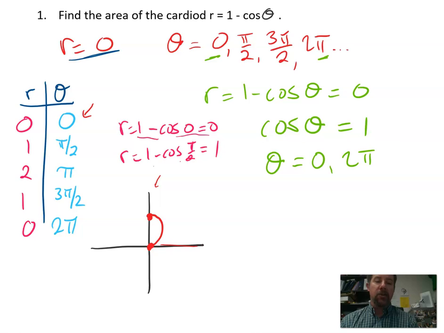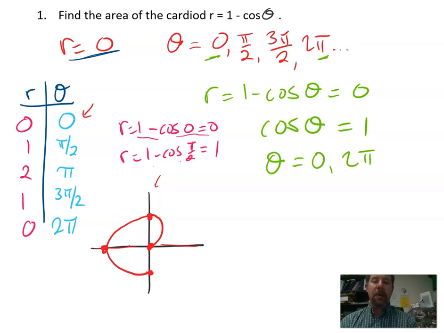Now I need to go in the direction of pi. Pi is along what we'd call the negative x-axis. Pi is over here. And I need to go out 2 in that direction. So I'm going to go out 2 in that positive direction. And now, again, I'm going to loop it kind of like that. And then 3 pi over 2 is down the negative, what we call the negative y-axis. And if I go a radius of 1, it'd be down to there. And again, I just kind of loop it.